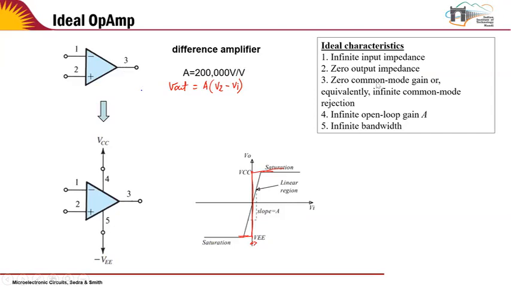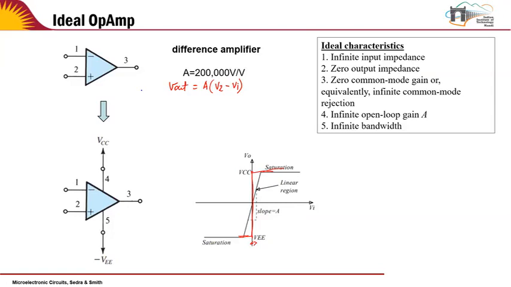We said it has 0 common mode gain. That means if the inputs 1 and 2 are equal, then the output should be 0. And we said infinite open loop gain A, which we have here as a very large number, and infinite bandwidth. This is not something we are touching this semester. This is mainly to do with the frequency response. We may briefly hint at it, but we'll not go into detail.